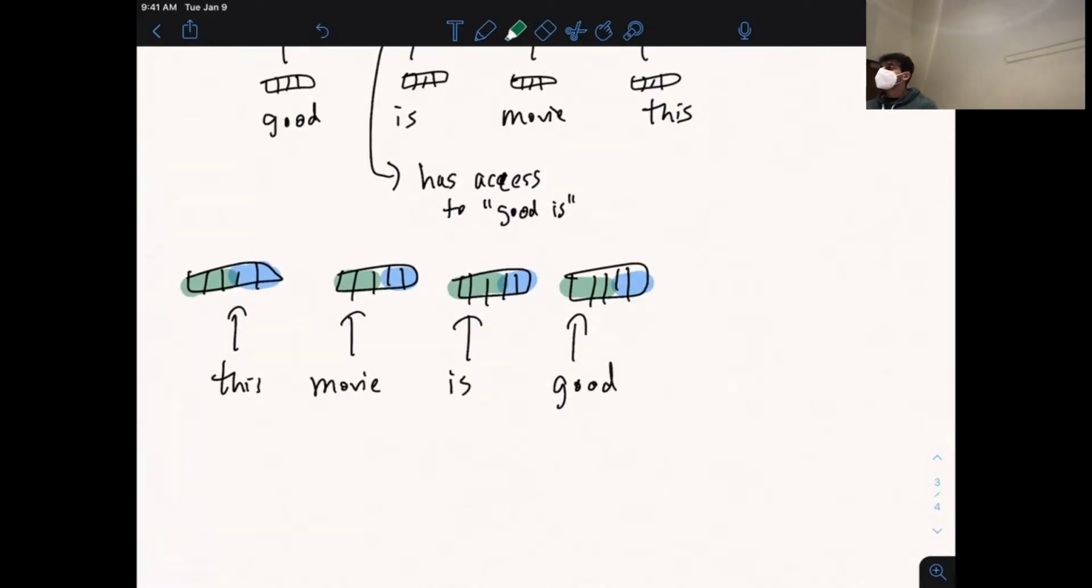Yeah, so the question is, do we do this at each layer or only at the top? This happens at each layer.